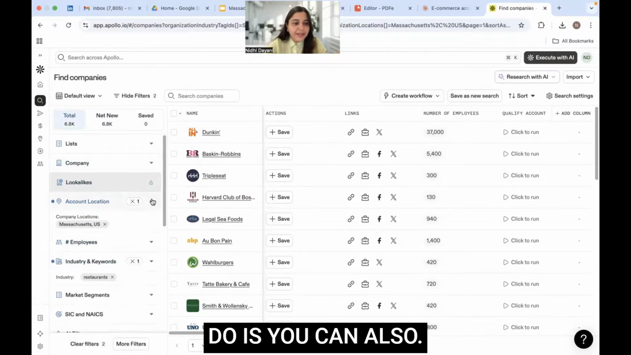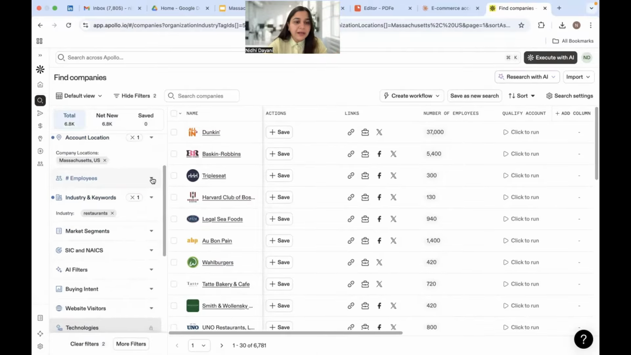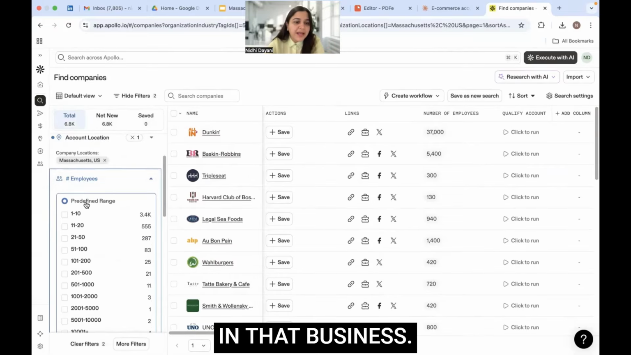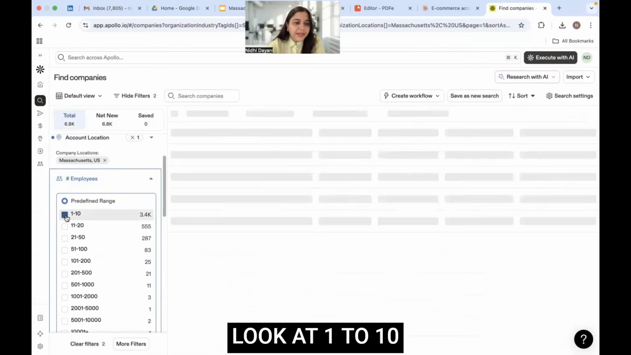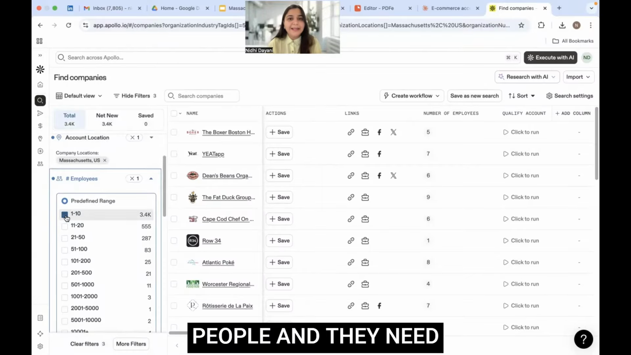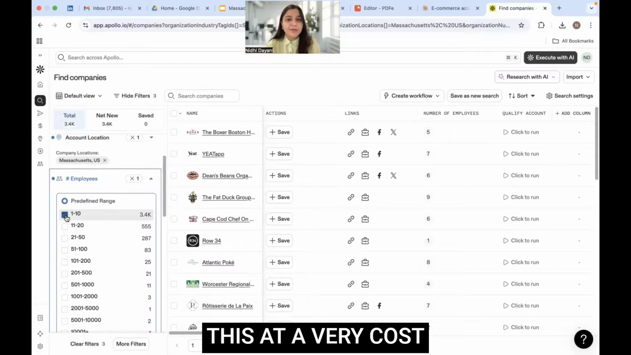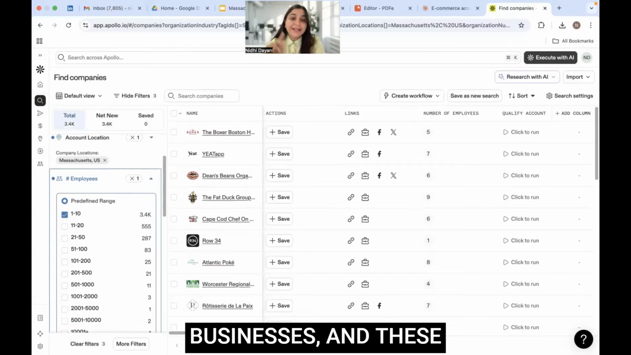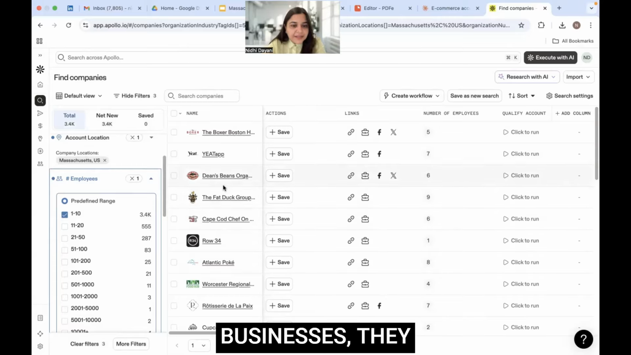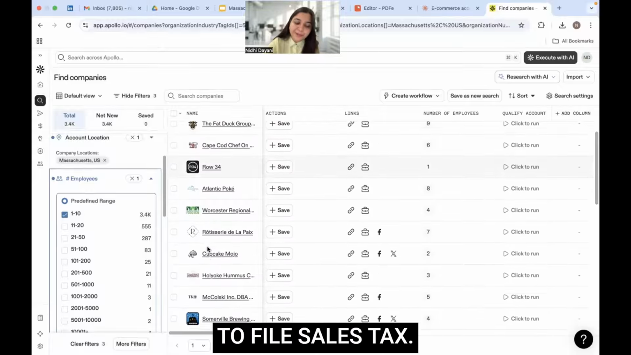You can also filter the search by number of employees working in that business. Ideally, we want to look at 1 to 10 in the category because these are smaller businesses. They need help from people who can do this in a very cost effective way for them. Now, once I did the search, you see we have almost 3,350 businesses, and these are our target clients. All of these businesses are restaurants, and they still need to file sales tax.